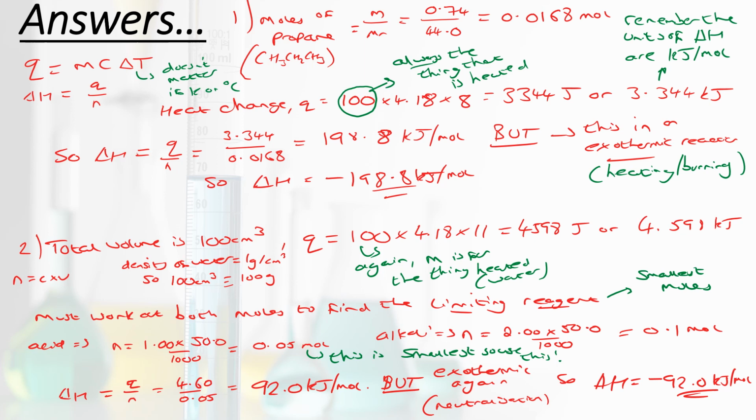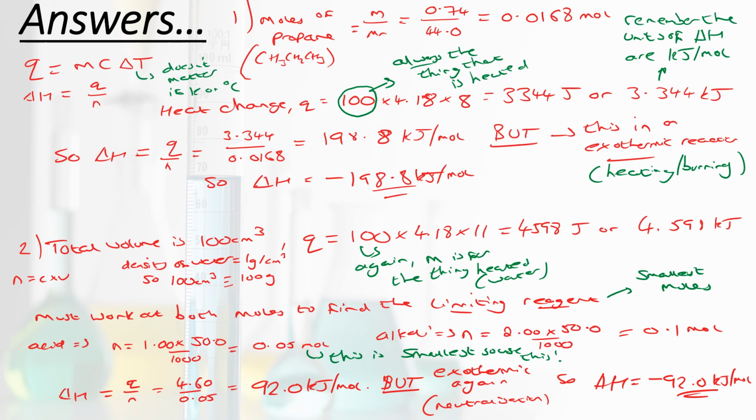So therefore, we now have our moles of the actual system, the acid and the alkali. We have our heat change Q of the surroundings of the water that we've heated up. We put these values in, and we end up with an enthalpy change here of 92.0 kilojoules per mole. But again, remember, this is a neutralization reaction, and therefore it's exothermic, and so we have to have a negative enthalpy change. So the answer would be delta H is equal to negative 92.0 kilojoules per mole.